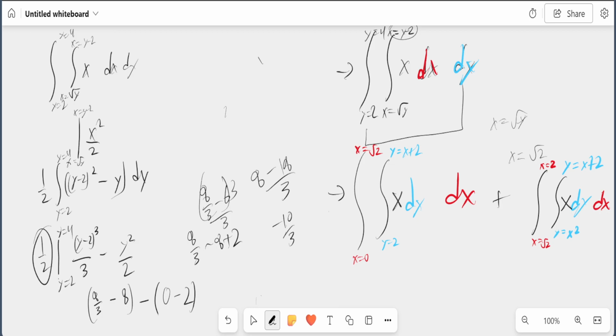Oh, and there's a 1/2 out there, so that goes here. So it's negative 5/3. So that's integral number 1.